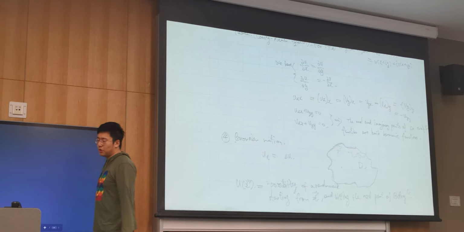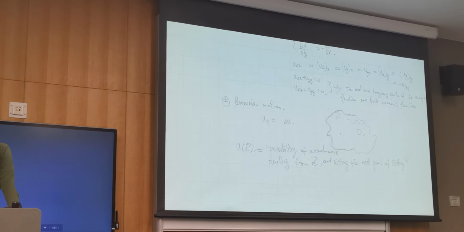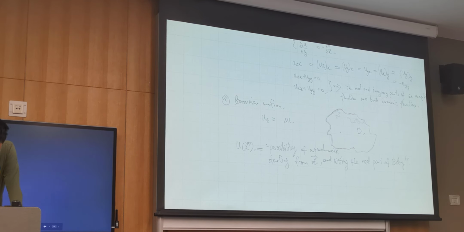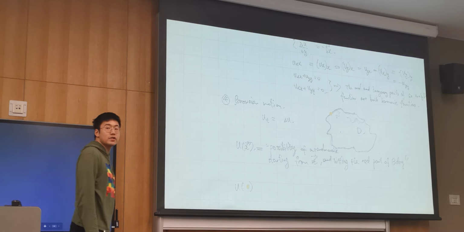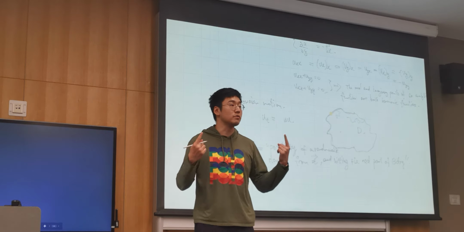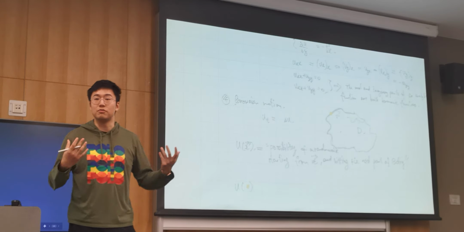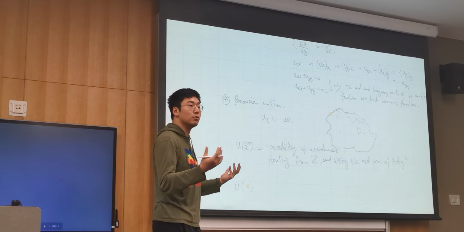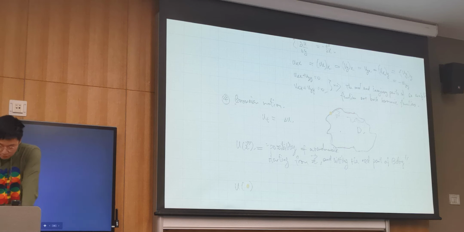So, can you please tell me what is the possibility? What is u(x) if my x is over here? Let me use this color. What is my u(x) if I am starting from the yellow point? 1. Because it already starts from the boundary. It cannot go anywhere anymore. So my u at the yellow point is actually 1.